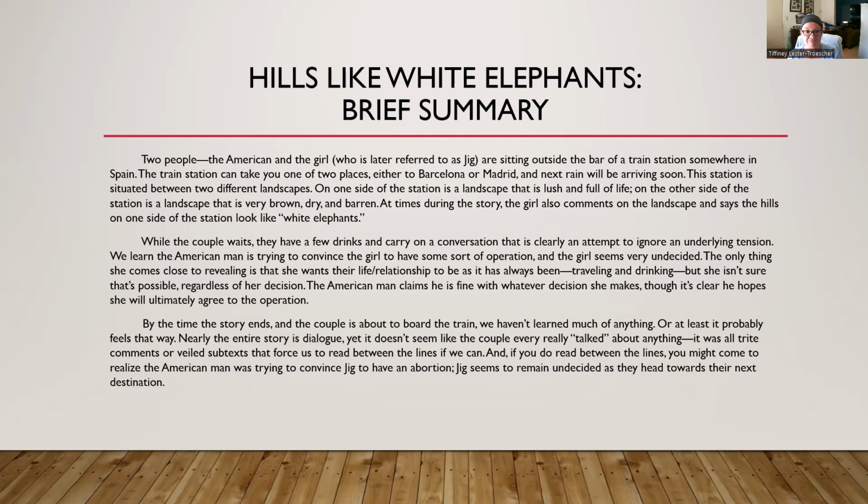By the time the story ends, and the couple's about to board the train, we really haven't learned much of anything, except what I just mentioned in that little paragraph there. Or at least, it probably feels that way. But if we're paying attention, there's some stuff going on here, right? The entire story is practically dialogue, but it doesn't seem like they really talked about anything specific. It was all very trite comments or veiled subtexts that force us to read between the lines, if we can. So even when we're forced to try, it's not easy.